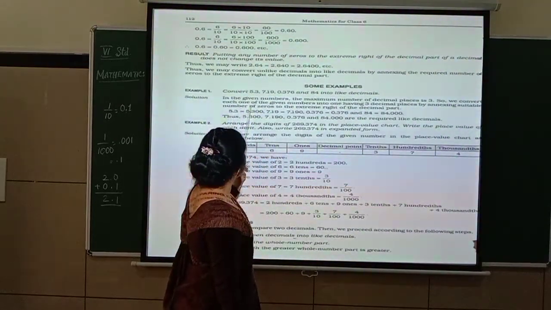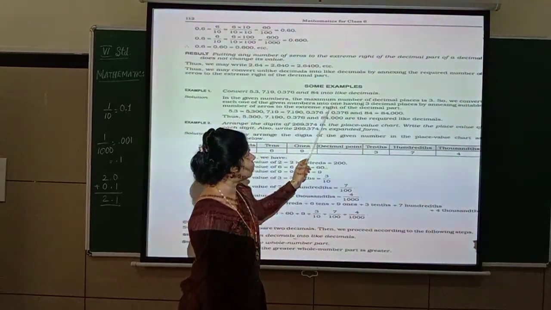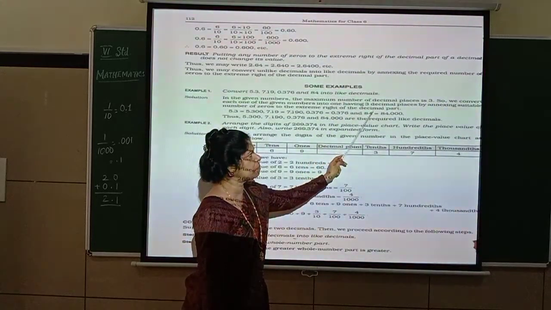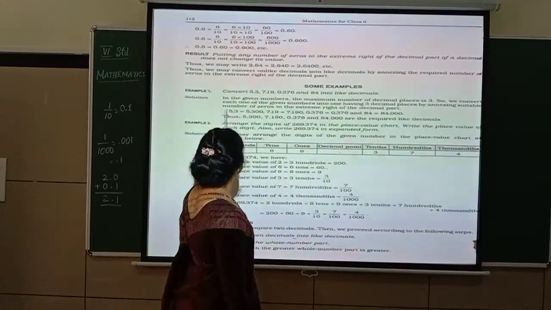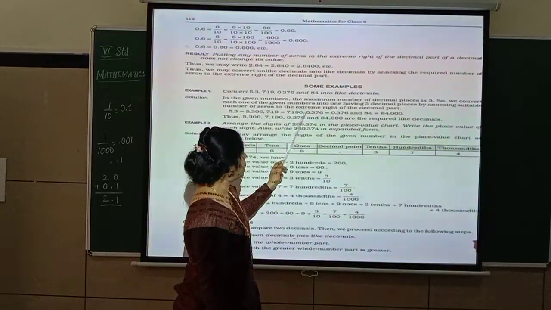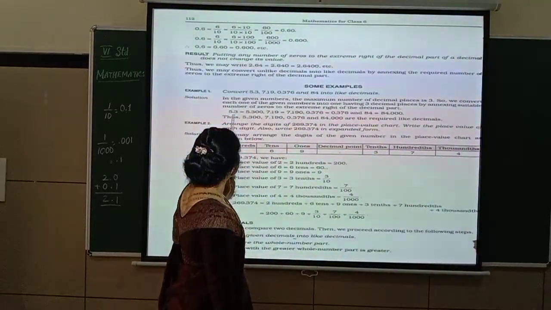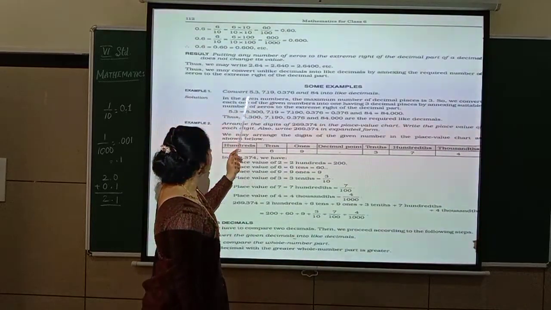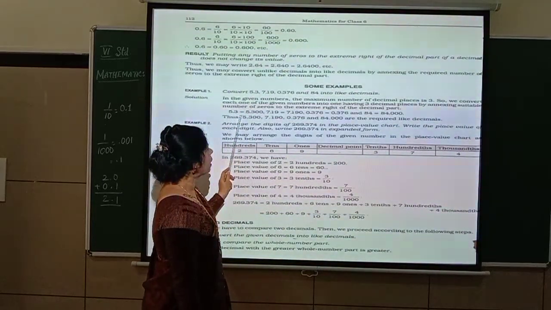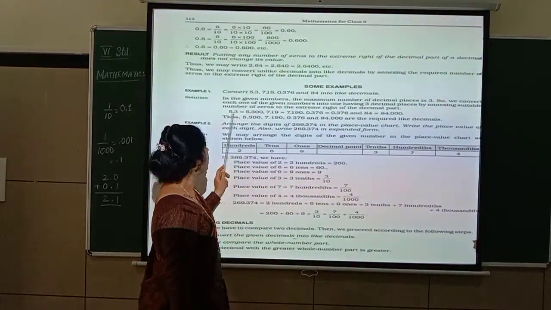So we convert each one of the given numbers into one having 3 decimal places by annexing a suitable number of zeros to the extreme right of the decimal part. How can we do that? Now, 5.3. How can you make it into 3 decimals?